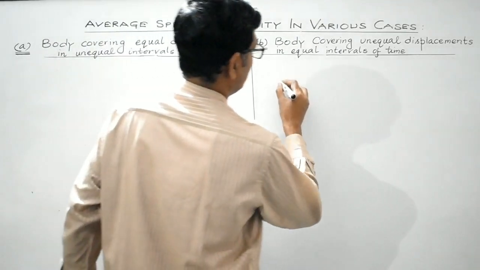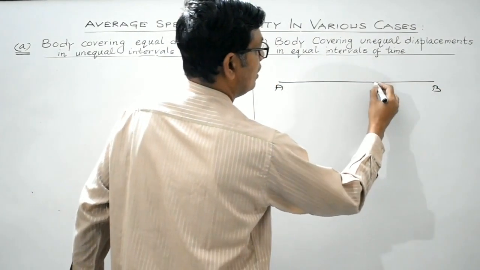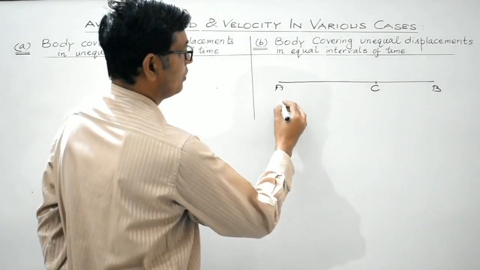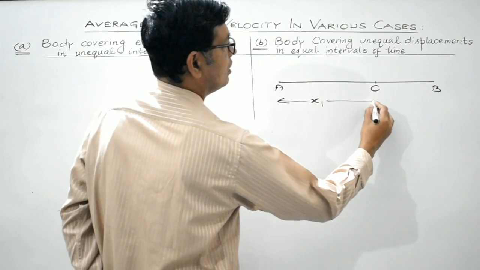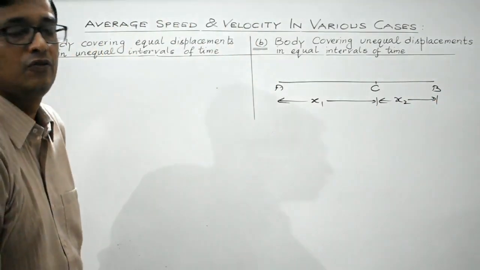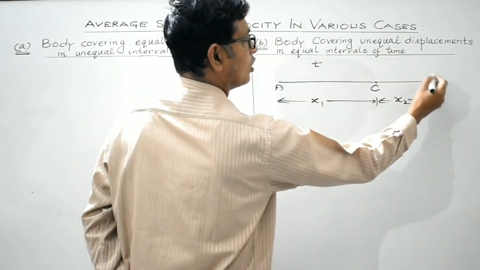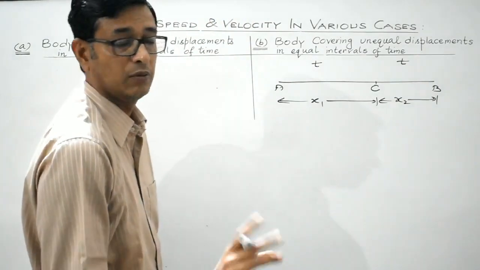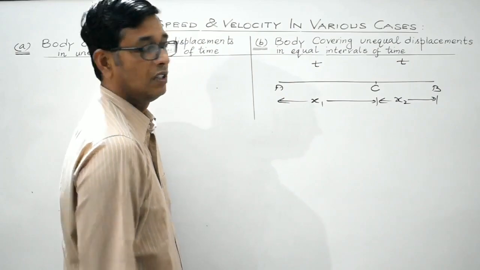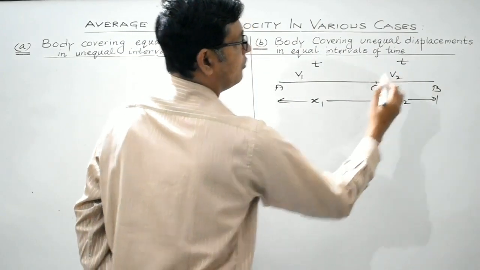So this is the scenario basically. This is A, this is B. Let us consider this to be C. These are the unequal displacements, right? So suppose this is distance x1. Let us consider this to be distance x2, right? This distance is covered with time t, this distance is also covered with time t, equal intervals of time. So the body is covering unequal displacements in equal intervals of time. So here, suppose it possesses speed v1 and here it possesses speed v2.